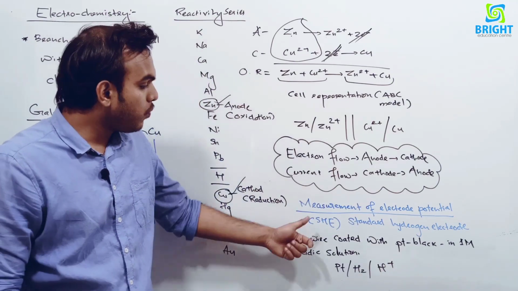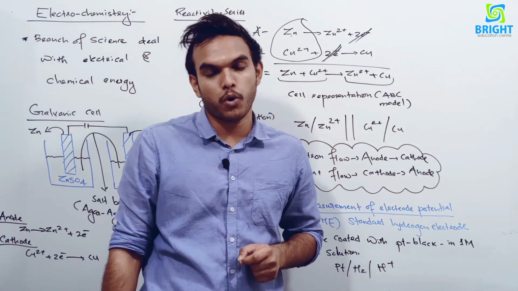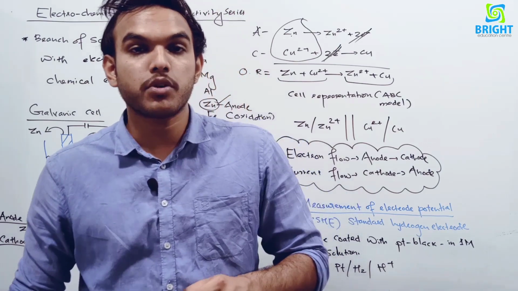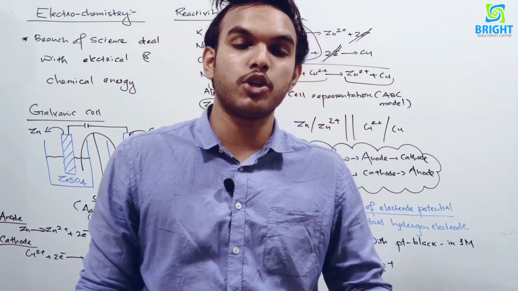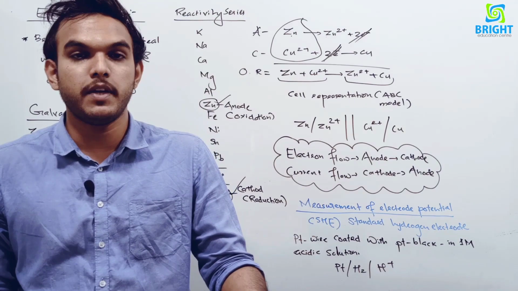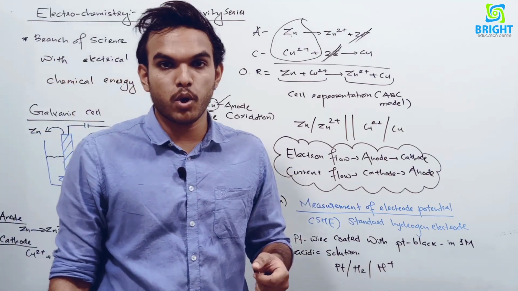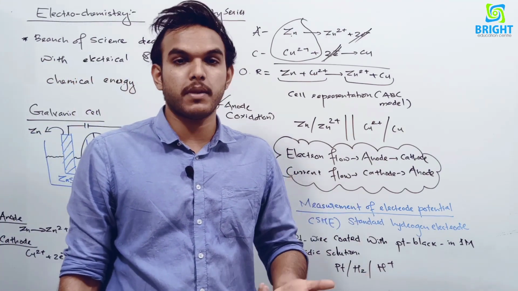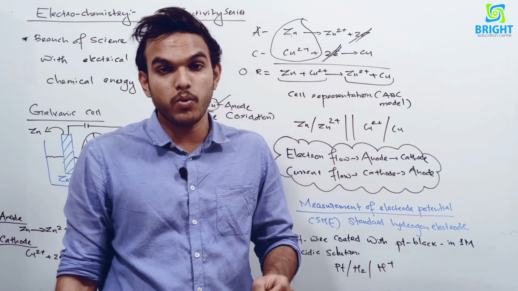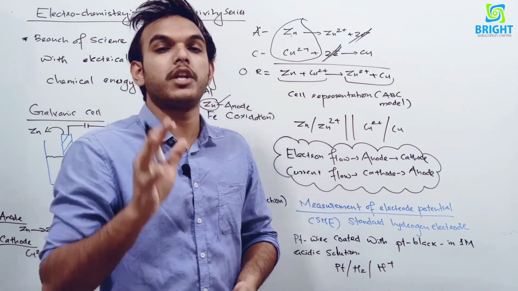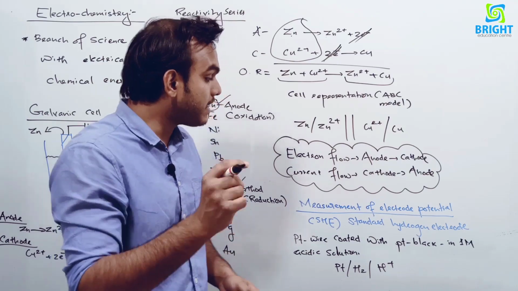Is that clear? Now we have to study the measurement of electrode potential. We don't know the electrode potential of, for example, zinc or copper, whether it is minus 0.76 or plus something, we don't know the current value. To find the electrode potential of a particular element, we have to connect it with SHE.